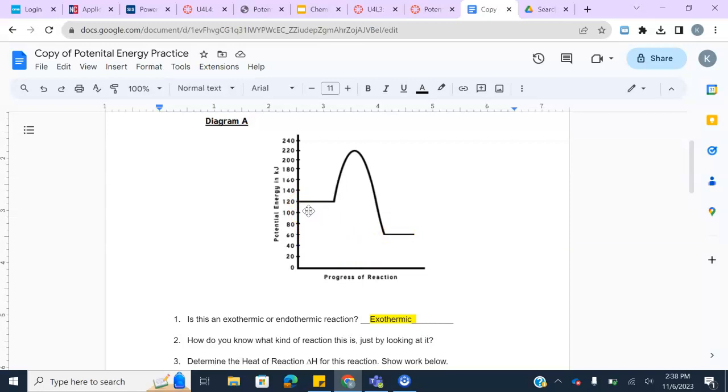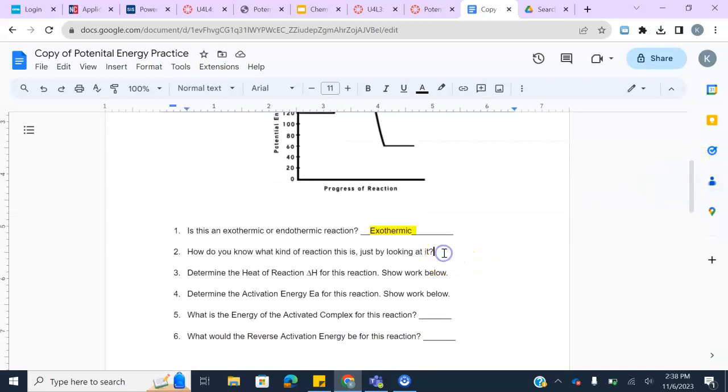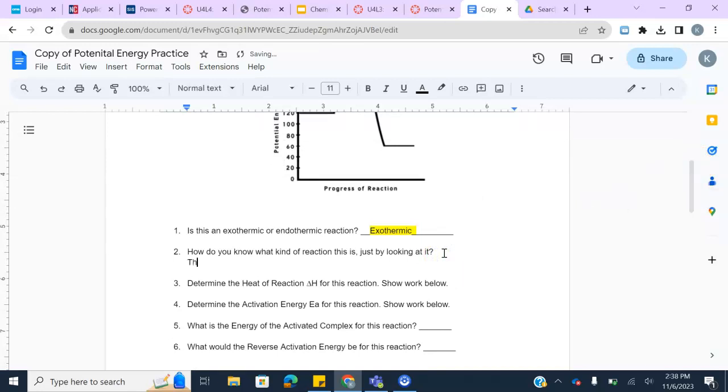Okay, now if this line was higher, so if my energy of my products were higher than my energy of my reactants, then it would be endothermic, okay? But in this case, it is exothermic. Okay, and how do I know by looking at it? What I just explained, the energy of the products is lower than the energy of the reactants.